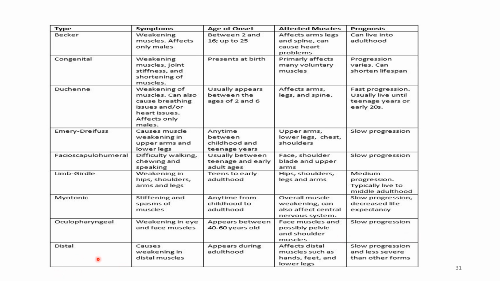Now coming to the distal type. Distal type with early onset, that is younger than 40 years of age, is because of an autosomal recessive disorder. Late onset, that is older than 40 years, is because of an autosomal dominant condition. It causes weakening in the distal muscles, appears during adulthood, and affects the distal muscles such as hands, feet and lower legs. There is a slow progression of the disease and less severe forms than the other forms.